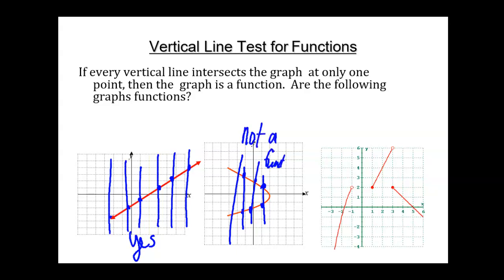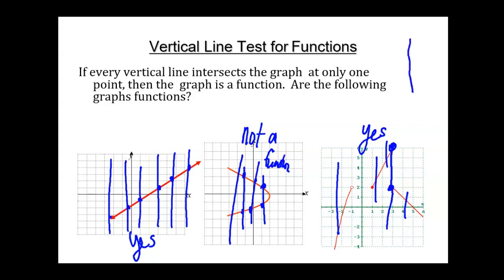So just kind of test it out. Draw some vertical lines, see if there's anything on here you could intersect more than once. This one right here looks like it might intersect more than one time. But since that's a closed circle and that's an open one, this point right here does not actually exist. It's just an endpoint for here. So that is actually still a function. Okay, now if those were both filled in circles and it intersects both of them when we do that, then it would not be a function.